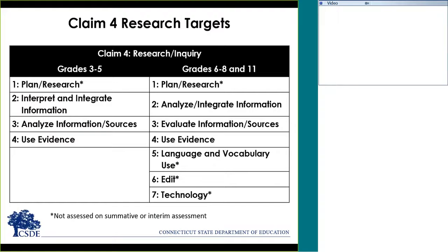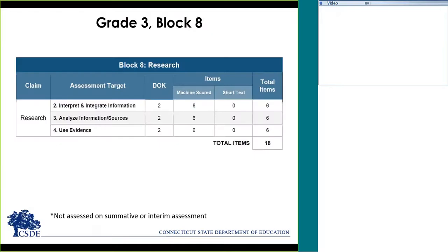There are 3 targets that are measured in the summative and interim assessments. Target 2, interpret and integrate information, or in the upper grades, analyze, integrate information. Target 3, analyze information and sources. And lastly, Target 4, using evidence. These targets are assessed in the research interim blocks.